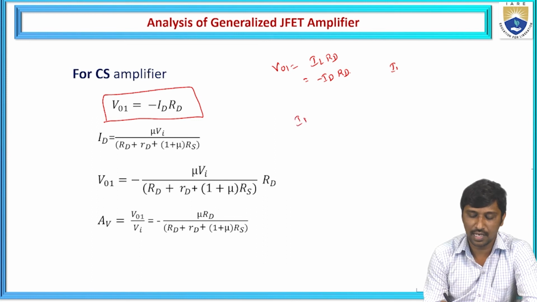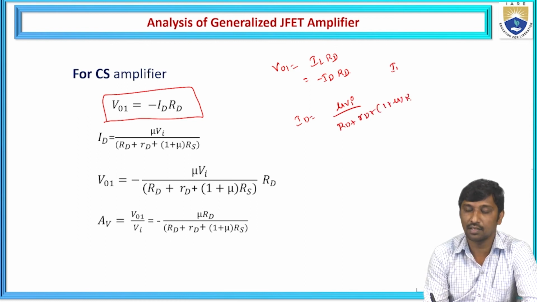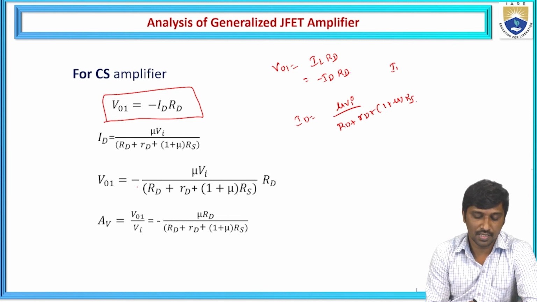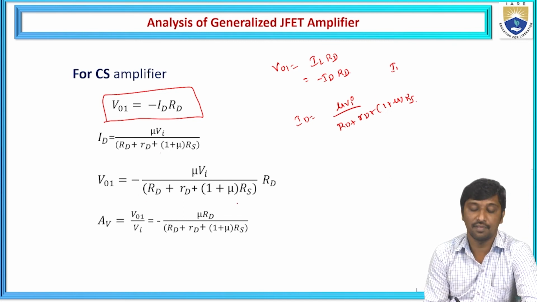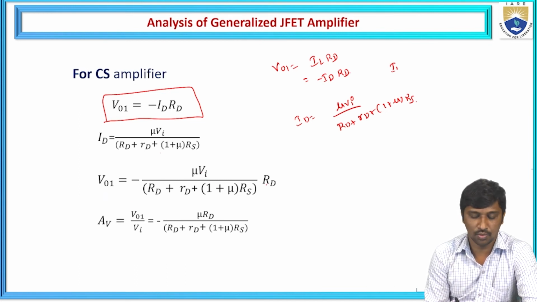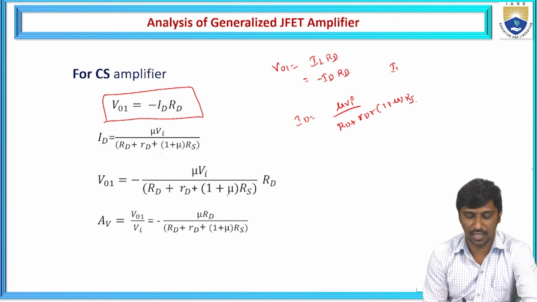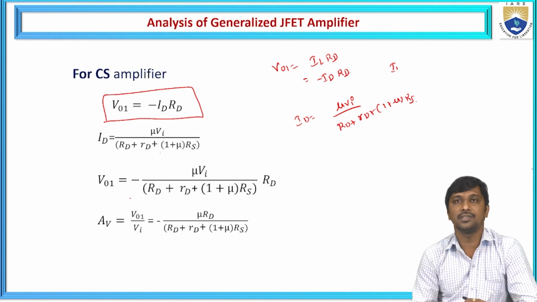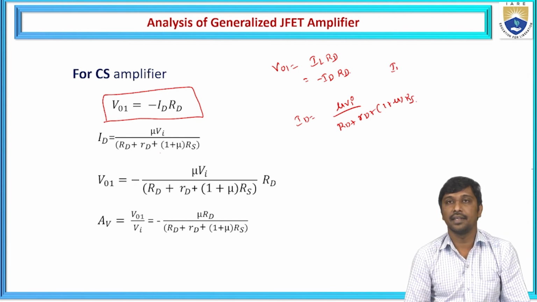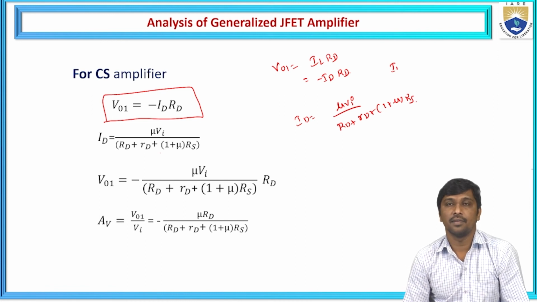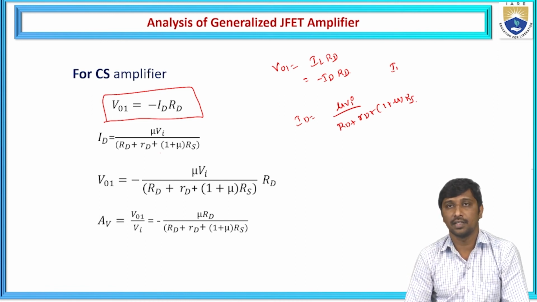For this common source amplifier, I represented VO1 as minus Id into RD. Just now we got Id equal to mu times Vi by capital RD plus small rd plus 1 plus mu times Rs. Now you can substitute this Id value and simplify. VO1 is equal to minus mu times Vi into capital RD by capital RD plus small rd plus 1 plus mu times Rs. This is a minus, but it is not negative. This sign indicates a 180 degrees phase shift between the output and the input signal.